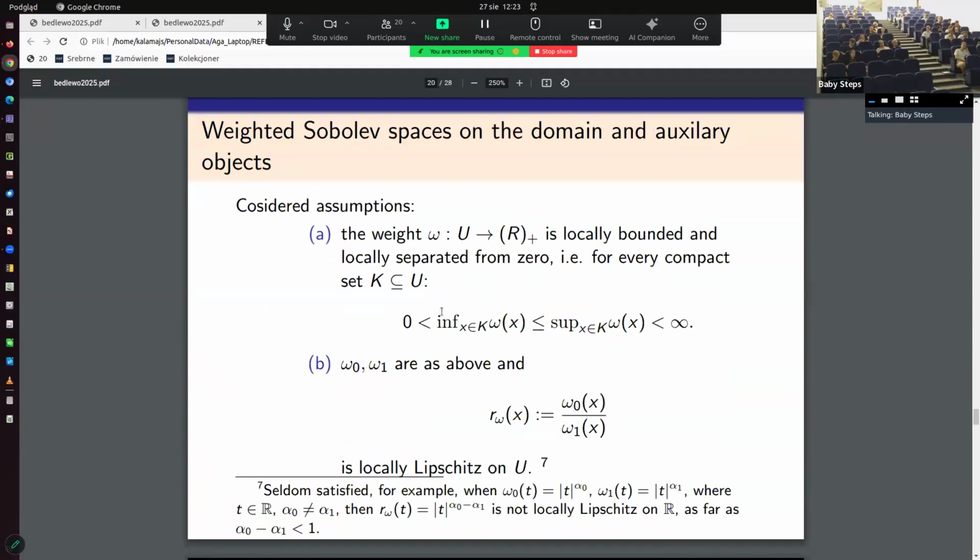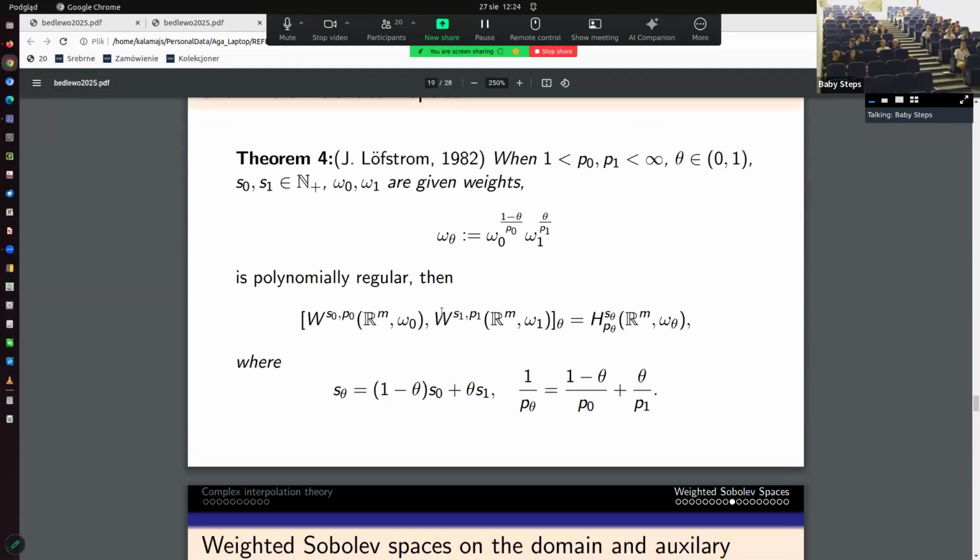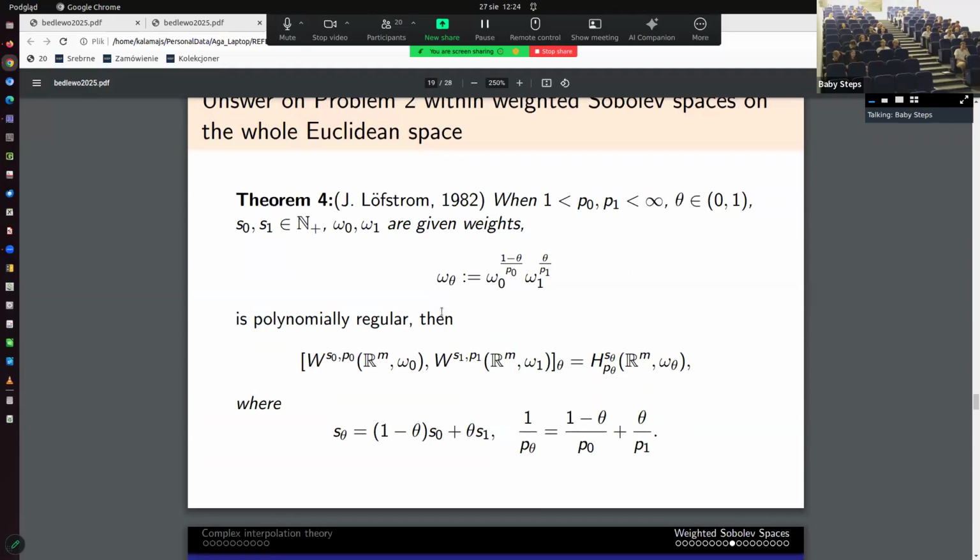Excuse me, may I have a question? A couple of questions, in fact. First, could you go to the previous slide? So you are assuming that this omega theta is polynomially regular. You don't assume it about omega 0 and omega 1, yes? No, we don't assume that.